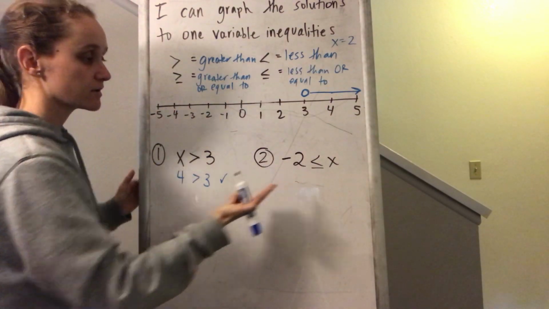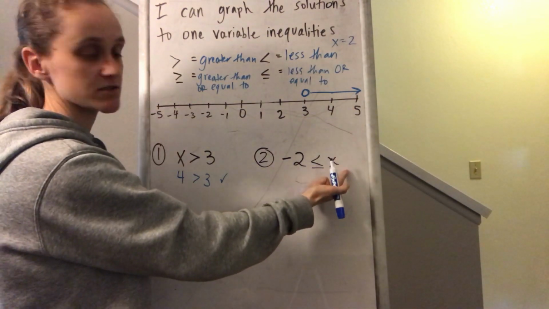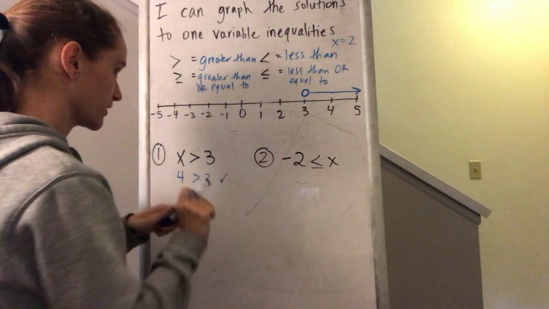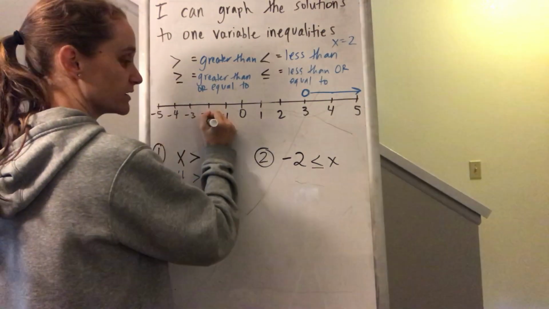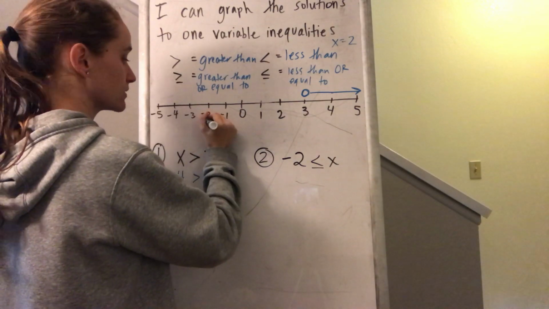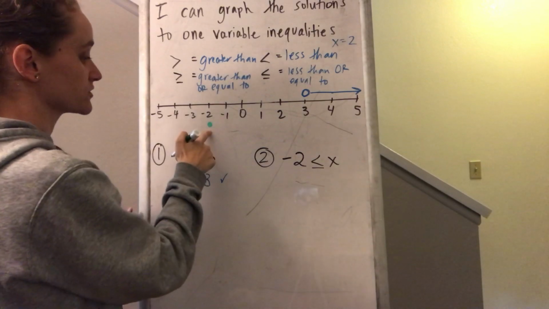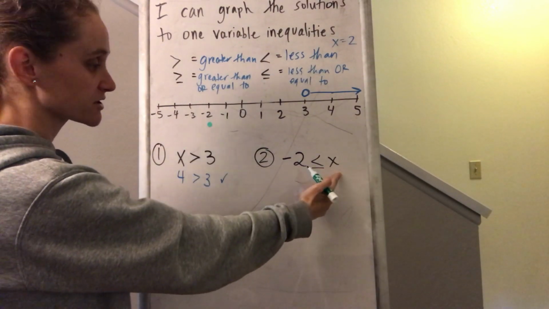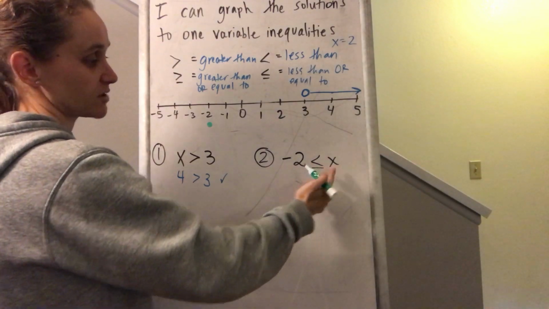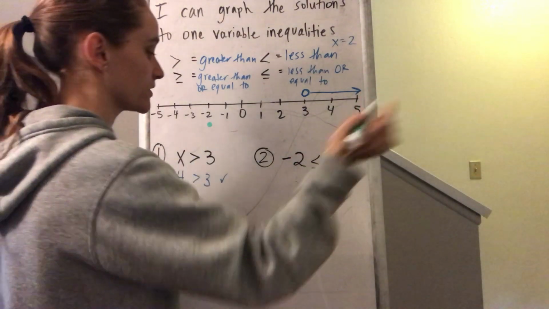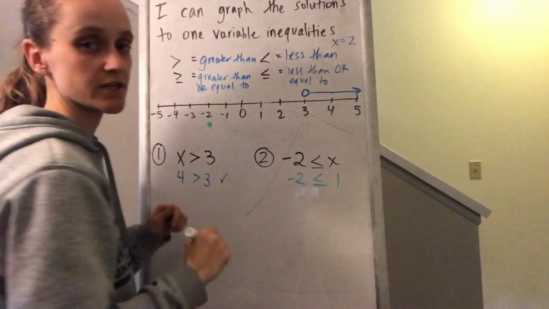Okay, so for this one, we have -2 is less than or equal to x. So -2 is my boundary point. Let me change colors. I'll put it down here. So I'm at -2, and I'm going to fill it in because it's "or equal to," so x can be -2. And I need to pick a number that's going to make this true. I need a number bigger than -2, so that could be -1, 0, any positive number. So -2 is less than or equal to 1, let's say.